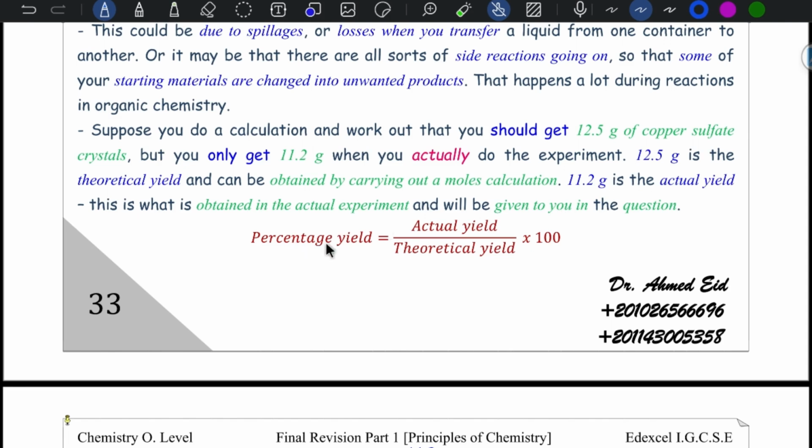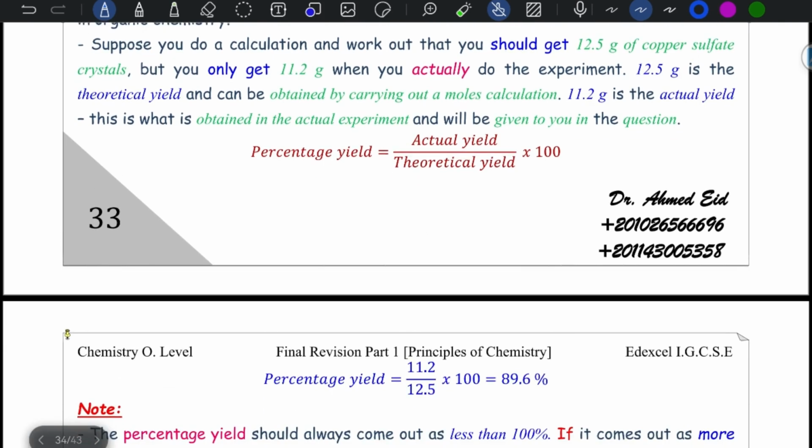So to calculate percentage yield, just divide actual yield over theoretical yield, then multiply by 100 to get the percentage. 11.2 actual yield divided by 12.5 theoretical yield, multiplied by 100, gives 89.6%.